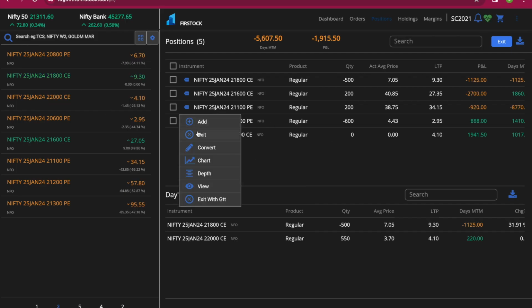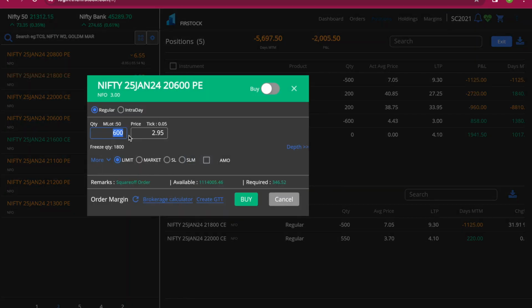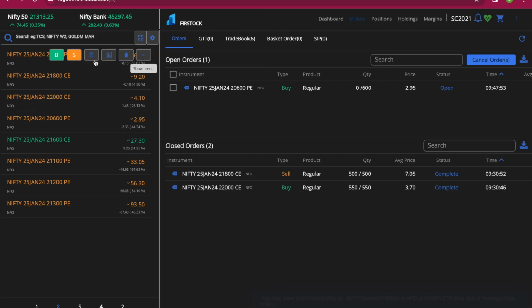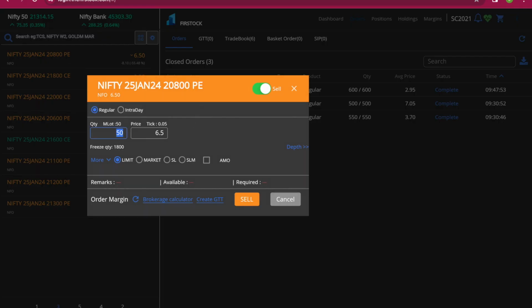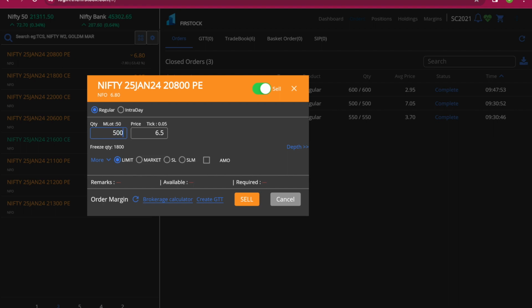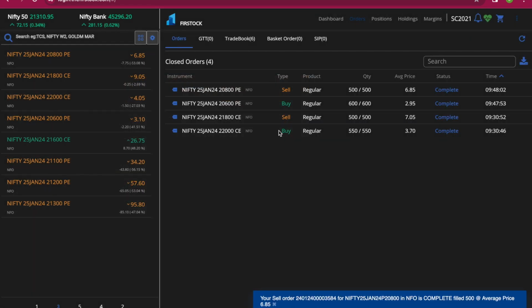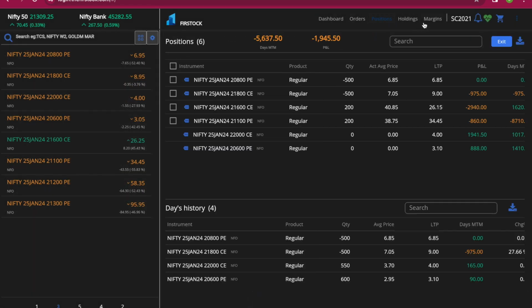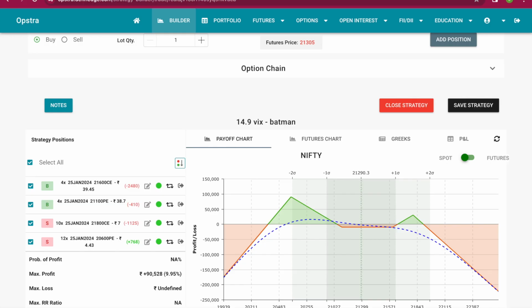What we can do is we can exit this, and this is like 2.95. Buy it, yes, executed, and we sell this at 500 quantity. Okay, 500, and we sell it. Executed. Now let's look at the margins. We have decent margins here. This is 6.85.